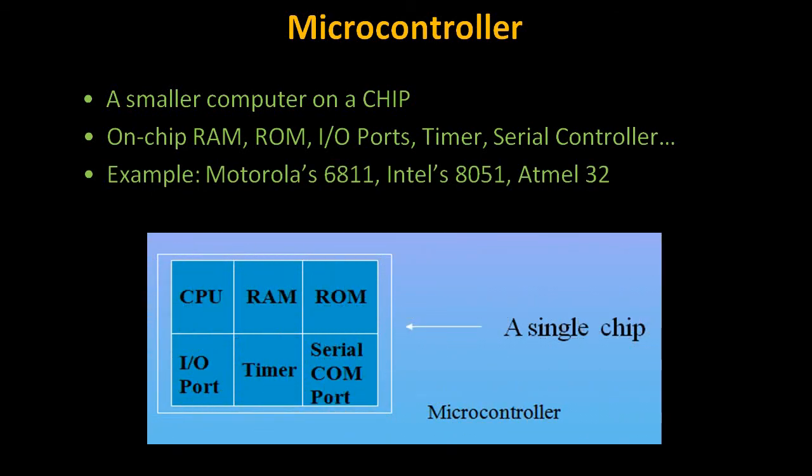In case of a microcontroller, it is a smaller computer on a chip. It acts just like a computer on a chip. On chip there are RAM, ROM, input output ports, timer, and special controller. Examples would be Motorola 6811, Intel 8051, Atmel 32. These are various examples of microcontrollers. In a single chip there would be CPU, RAM, ROM, input output port, timer and special COM port. That is the difference between microcontroller and microprocessor.